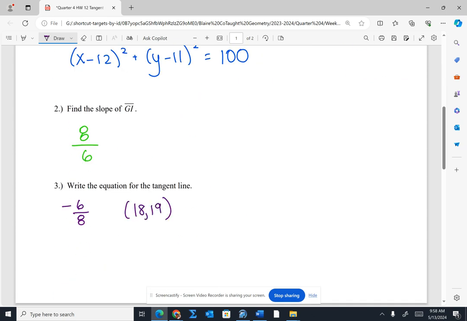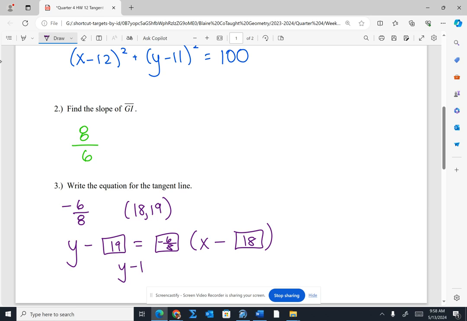Now we are going to flash way back to something that we used to do at the beginning of the year all the time, which is to write an equation for the line in point slope form. We have a slope and we have a point, so all we have to do is plug in those numbers. So the y coordinate is 19, the slope is negative 6 over 8, and the x coordinate is 18. And if I clean it up a little bit, I have a perfect equation for my line.